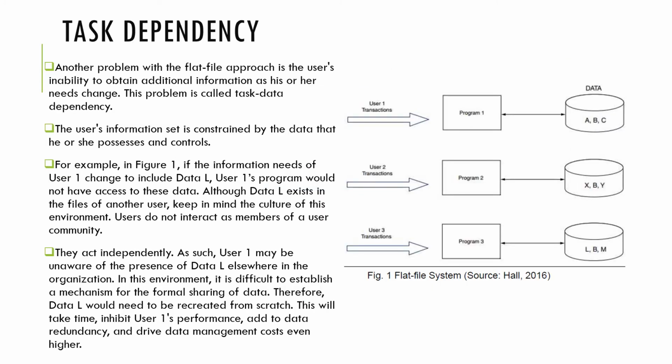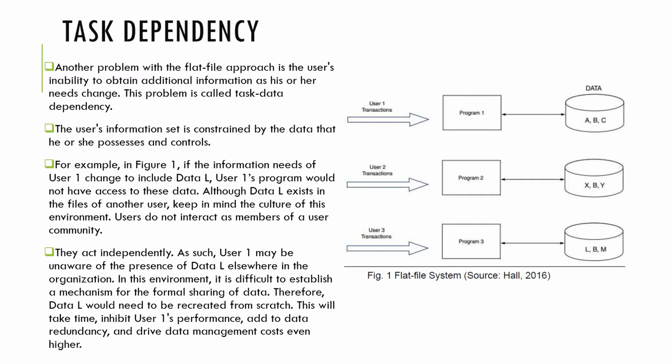Okay. The fourth problem, which is task dependency. So the user's inability to obtain additional information as his or her needs change. This problem is called task data dependency. So they are constrained by the data that he or she possesses and controls. For example, in this illustration, for user 1, if user 1 changed the data, user 1 program would not have access to this data, no?